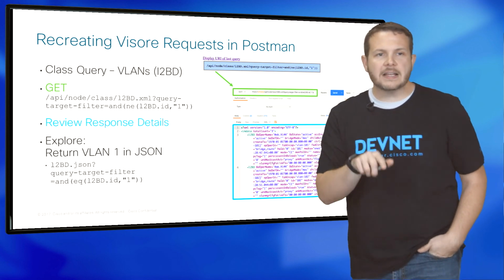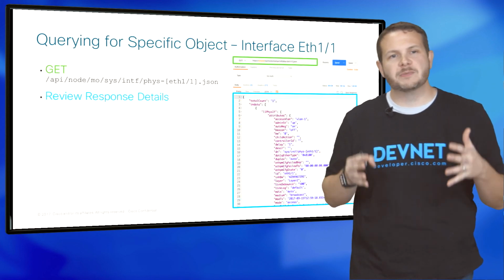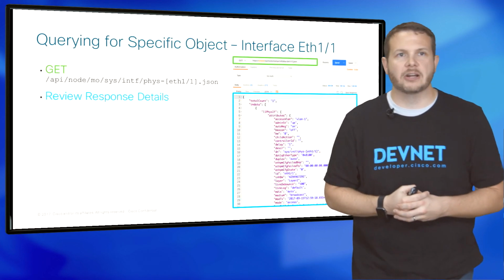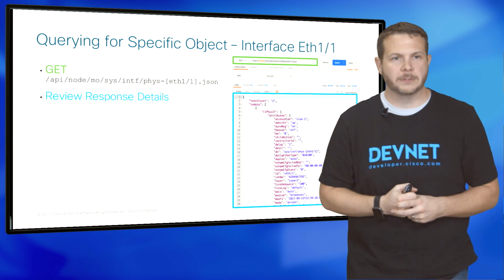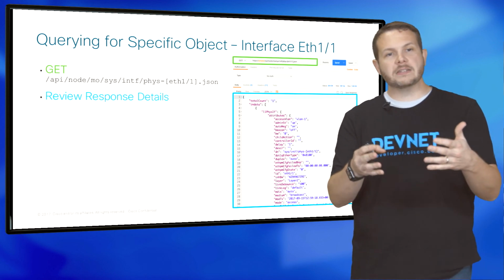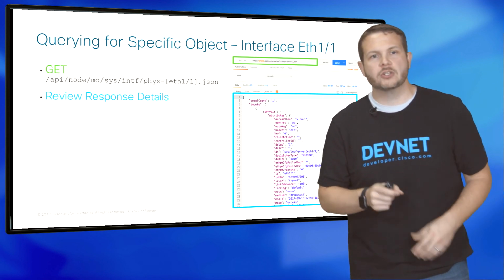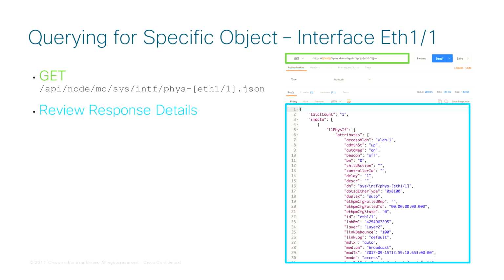Now, outside of the class query, the next one you might want to do is a specific object, back to our interface Ethernet 1/1. Here we make our request. It's once again a GET request, but our URL is slightly different. Rather than a class query, now we're doing a query for an MO, or a specific managed object. And we provide the distinguished name for Ethernet 1/1, and we can review the response details.